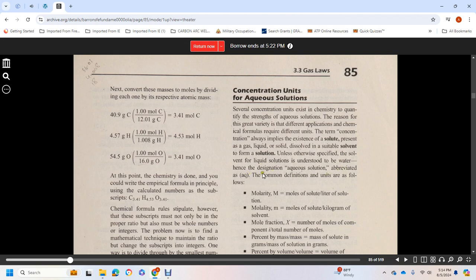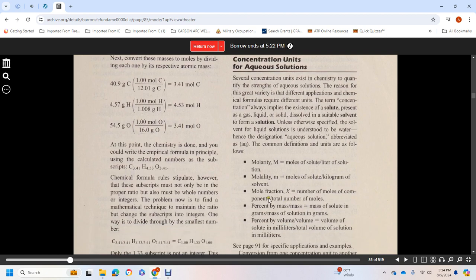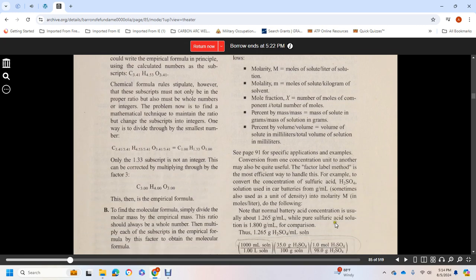Common concentration units are as follows: capital M equals molarity, moles of solute per liter of solution. Lowercase m, molality, moles of solute per kilogram of solvent. Mole fraction, X, the number of moles of component i over the total number of moles. Percent mass over mass, grams of solute per grams of solution, and percent mass over volume, grams of solute per milliliters of total volume of solution. See page 91 for application examples.